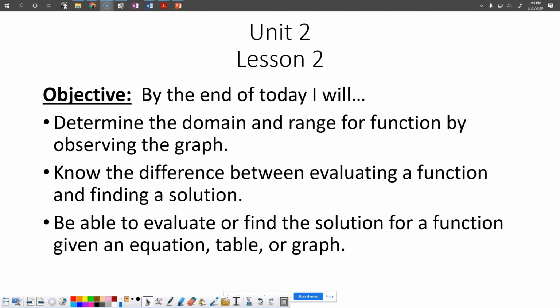We should also know the difference between evaluating a function versus finding a solution. There's some similarities there, but there are some differences. So we want to make sure that we understand the differences between what those two things are. And we're going to learn how to evaluate or solve a function when I give you an equation, a table, or a graph. Okay, so those are 3 objectives.